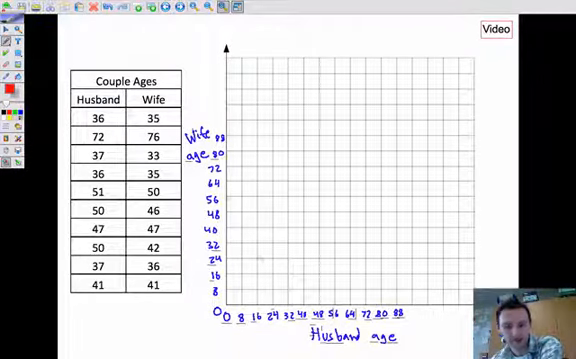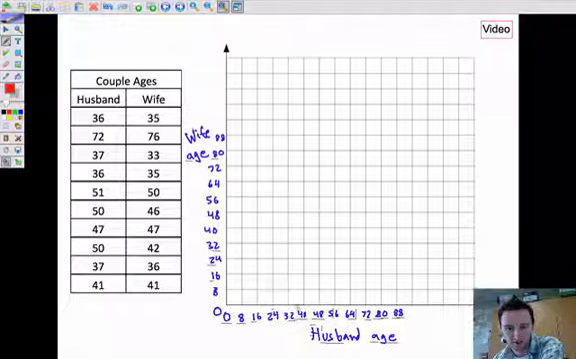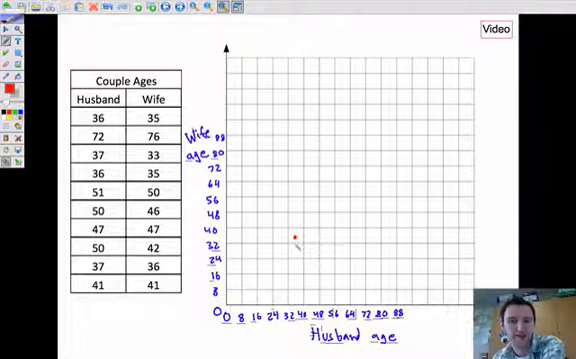So once we've got it scaled, we've got both axes labeled, all you're really doing now is plotting points. So we're going to plot a husband age of 36, which would be right about there, with a wife age of 35. It's really going to be right about there. And so from this point, you guys all know how to plot points. You've done this tons and tons of times. It's not a particularly difficult task.